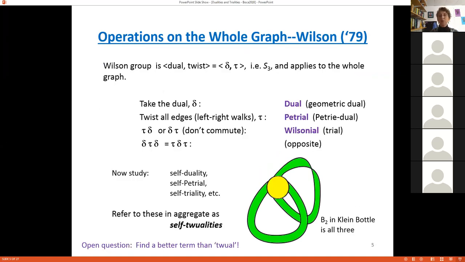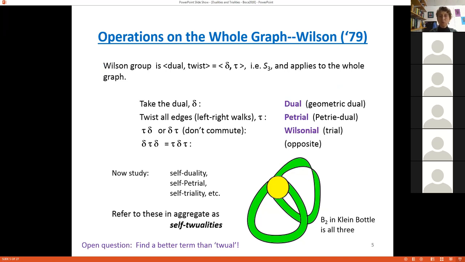Okay, so some operations on a whole graph. This is a work of Wilson's from the late 70s. The Wilson group has two operators on an entire graph. One is taking the geometric dual of a graph. If you remember, taking the geometric dual of a graph is just like what you do in a plane. You put a vertex in each of the faces and you connect two vertices if they're separated by an edge, okay?